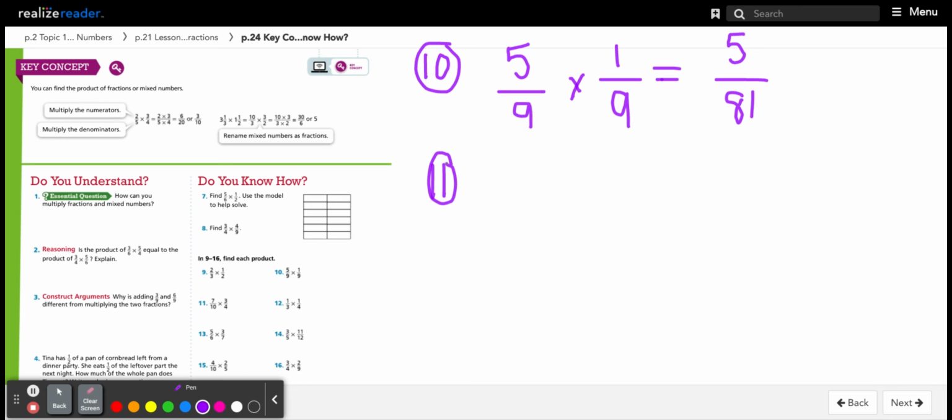Next one, let's try number 11. So look how I'm writing it right underneath. Copy the next problem: 7/10 times 3/4. Okay, so you look, can you simplify before multiplying? If not, multiply straight across or simplify at the end. What's your final answer for number 11 here? The answer to number 11: 7 times 3 is 21. 10 times 4 is 40.